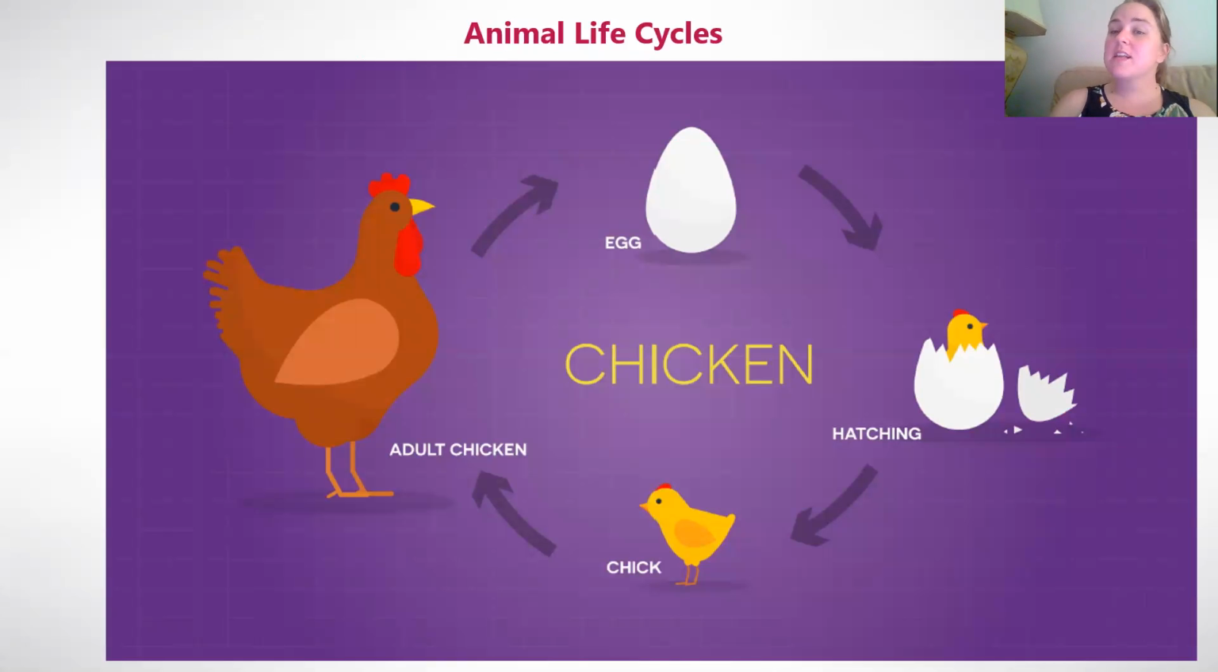Okay, so the next couple slides are all going to be examples of life cycles. So this is the life cycle of a chicken. All living things have a life cycle, but they all have different names for those stages of life.